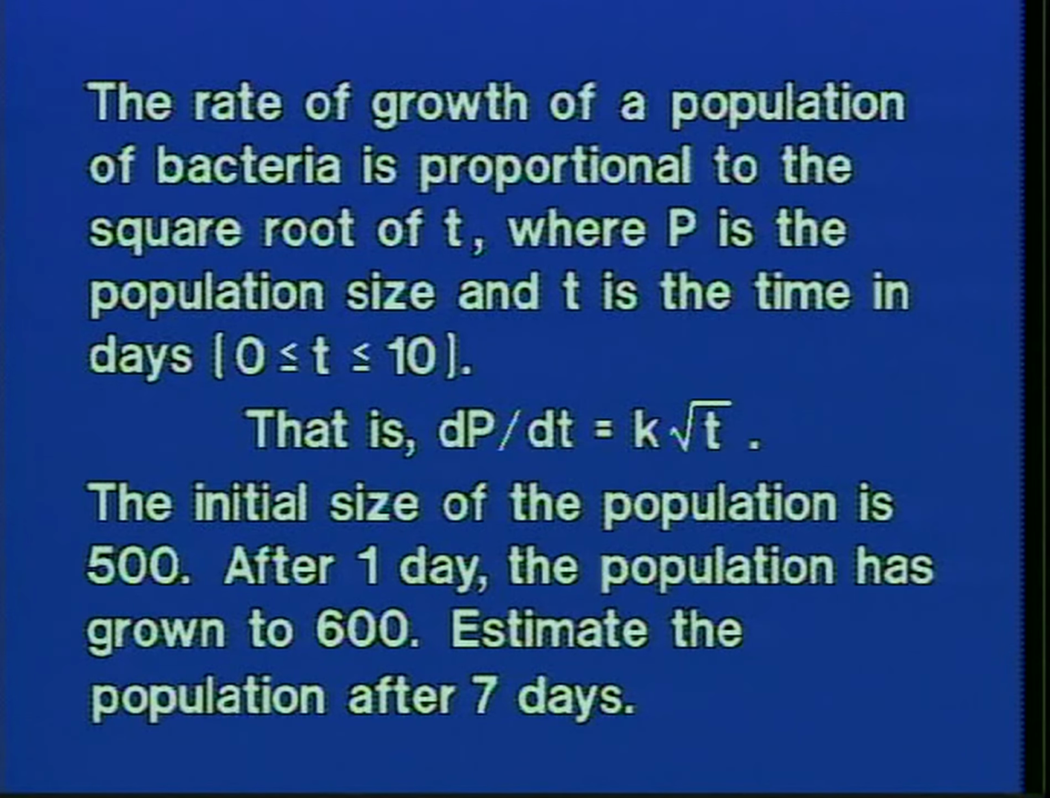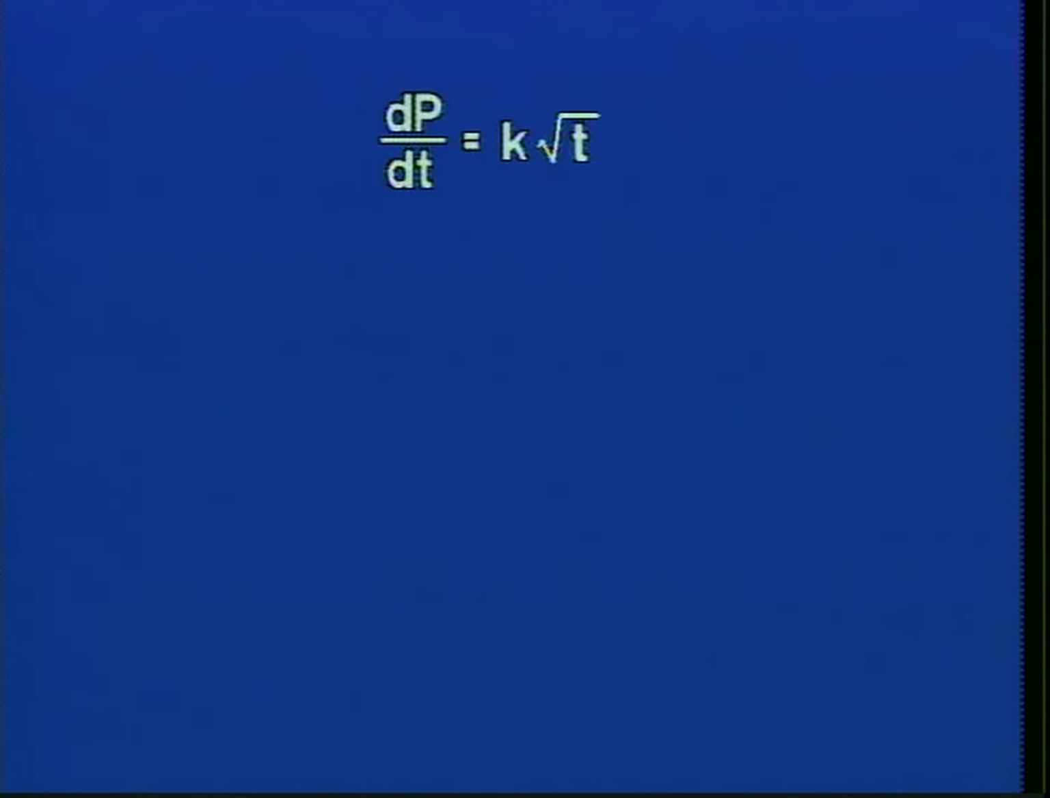It says the initial size of the population is 500, and after 1 day the population has grown to 600. Estimate the population after 7 days. Well, we start out with our relationship here. dp over dt is equal to k times the square root of t. And we understand that this is a derivative idea, that this is really a p prime expression.